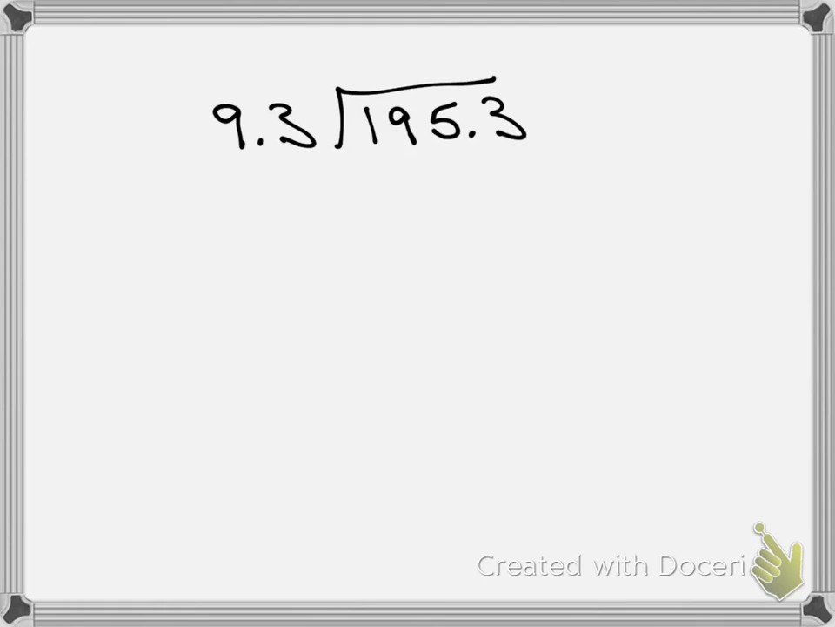Let's do another one. So we have a decimal in our divisor. I'm going to move it one place to the right or multiply it by 10. We're going to multiply the dividend by 10 as well. Move our decimal over here. So now we have 1,953 divided by 93.